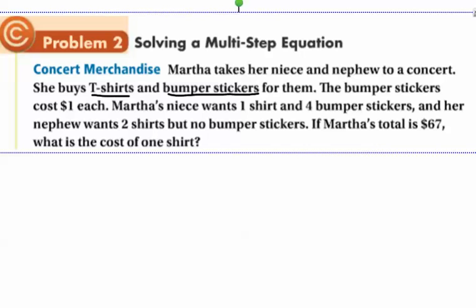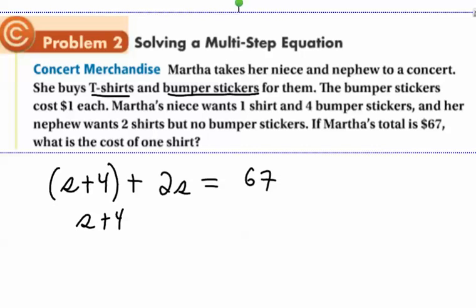So I know 4 times 1 is 4. So the niece wants S, which stands for shirts, plus 4 bumper stickers. That's the niece, right? Then I'm going to add what the nephew wants. Her nephew wants 2 shirts but no bumper stickers. So that's just 2S. And then she spent a total of $67. So in this case, I have S plus 4 plus 2S, and that's equal to 67. Then I can combine my S and my 2S and make 3S, equals 67, right?